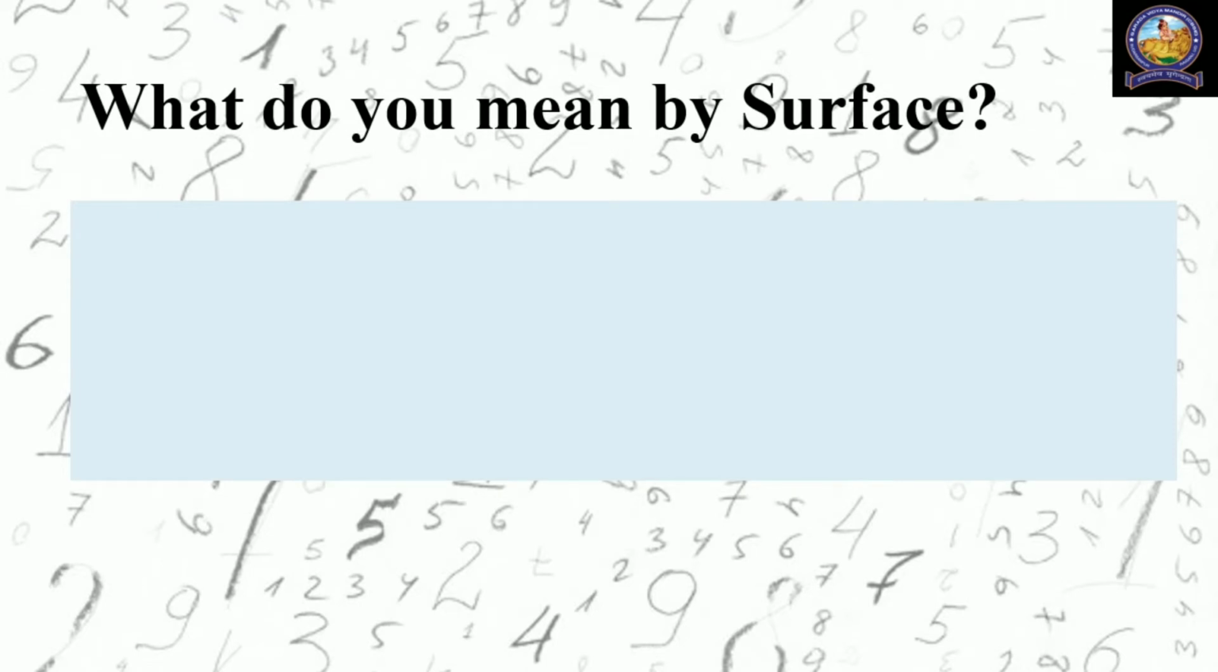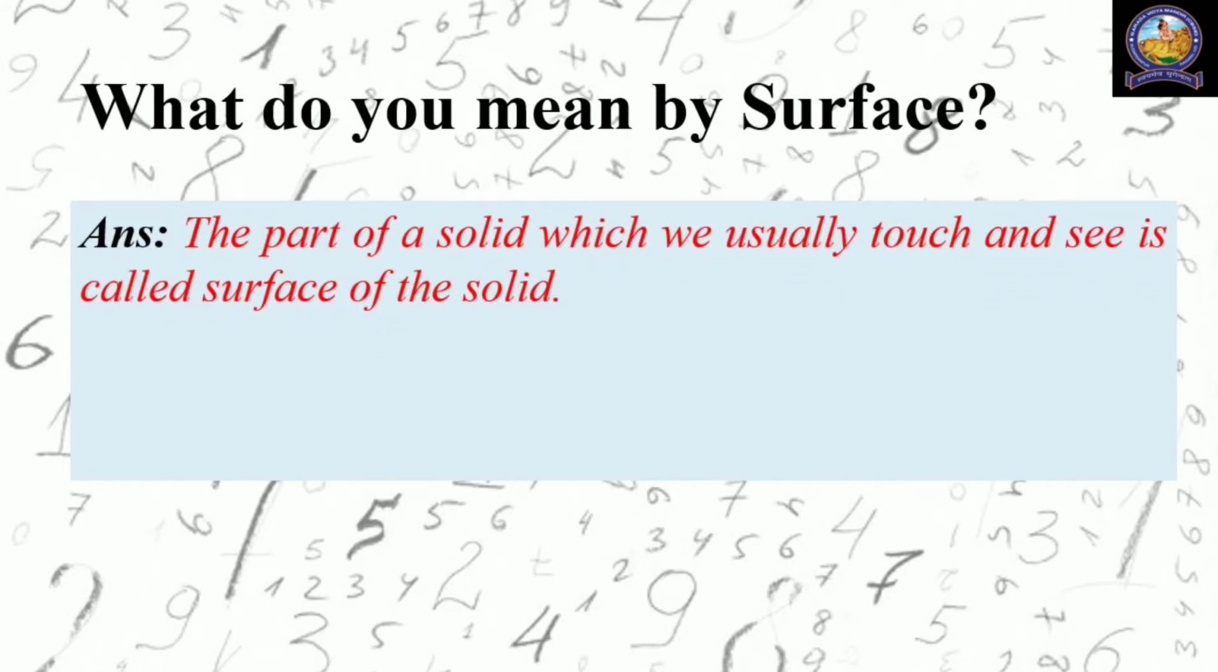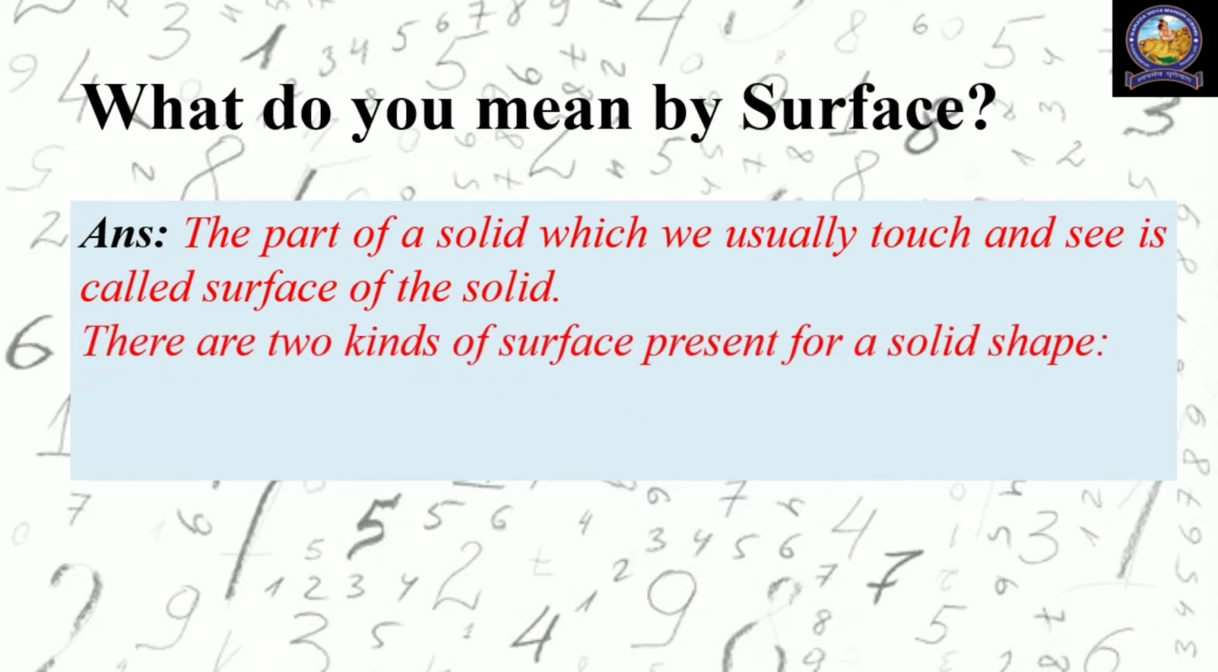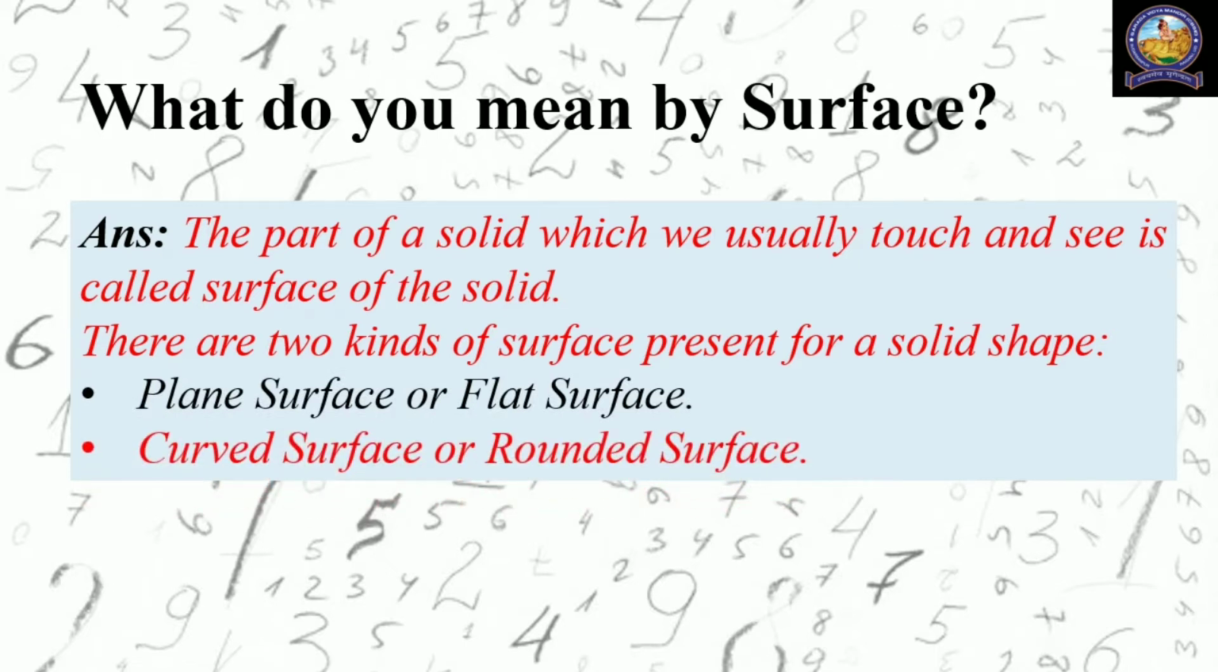So, what is surface? The part of a solid which we usually touch and see is called the surface of the solid. There are two kinds of surface available: flat surface or plane surface, and curved surface or rounded surface.